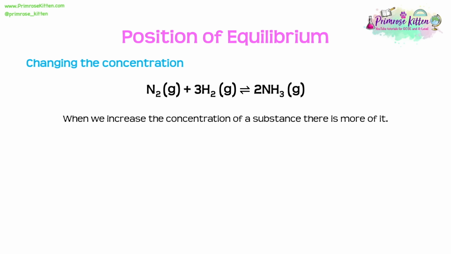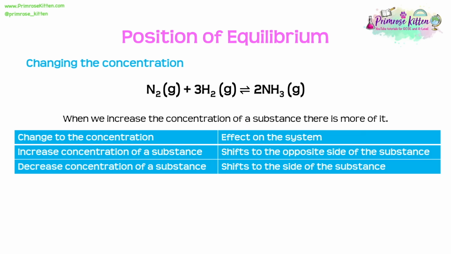Well, first thing we need to know is when we increase the concentration of a substance, there's just more of it. And the whole point of this equilibrium is it wants to get things back to how it was. So if we add more of a substance, the equilibrium wants to get rid of it. So it's going to shift to the other side. So if we increase the concentration of a substance, the equilibrium will shift to the opposite side of that substance to get rid of it. Now, if we decrease the concentration of a substance, the equilibrium will actually shift to the side of that substance. The reason being is if there's less of it, we need to make more.